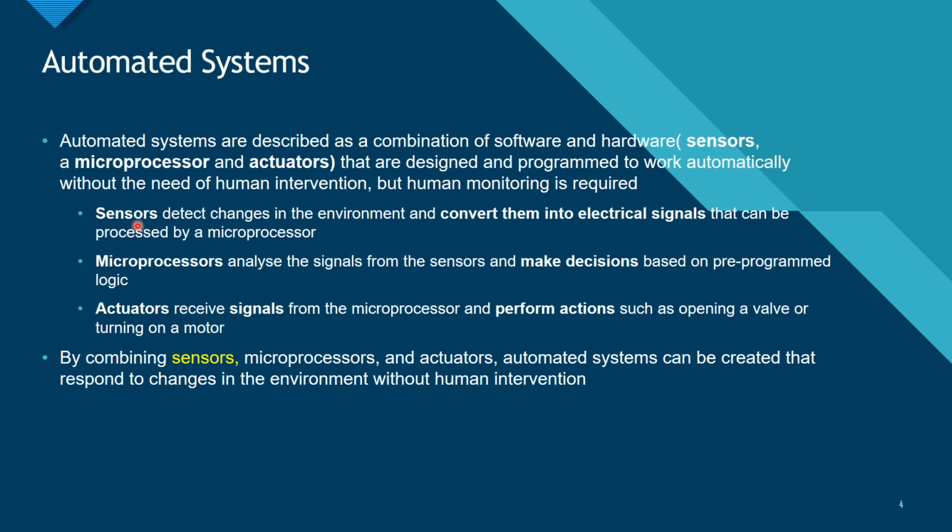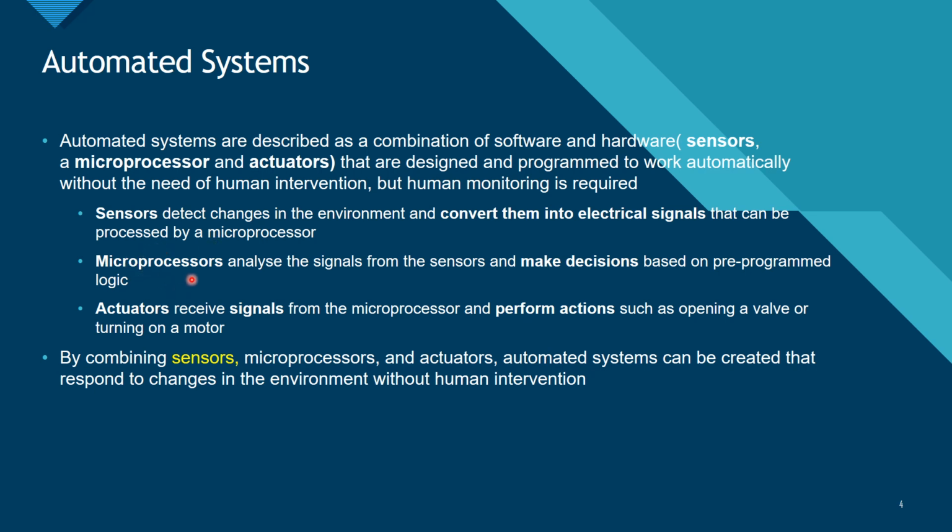Sensors are input devices. There are multiple types of sensors, and sensors will detect changes in the environment and convert them into electrical signals that can be processed by our microprocessors. We know that sensors are input devices. That's why they detect changes from the environment, convert those changes into electrical signals, and those can then be processed by microprocessors.